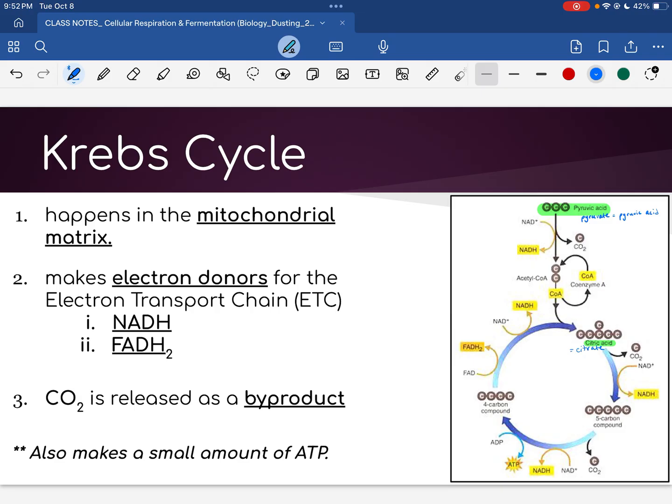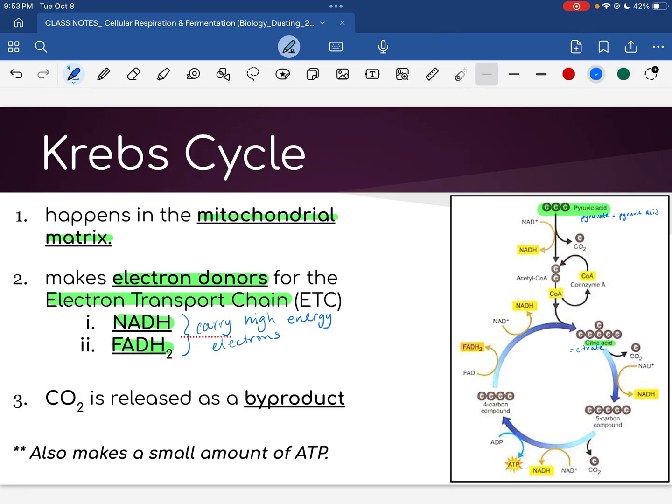All right, but let's go back. The Krebs cycle happens in the mitochondrial matrix. The whole job of the Krebs cycle is to produce these electron donors. Those electron donors are going to go to the electron transport chain in the last step of aerobic cellular respiration. Those electron donors are called NADH and FADH2. Both of these carry high energy electrons.